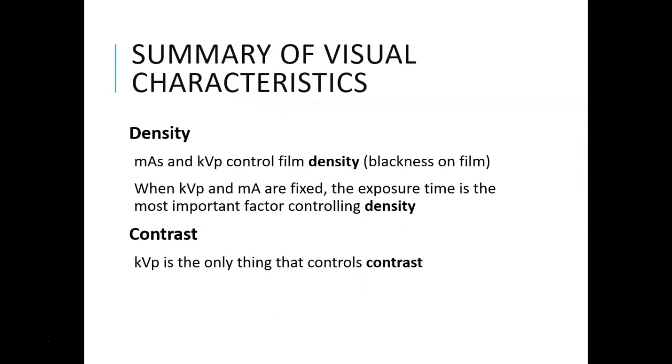Summary of visual characteristics. So density: mA and kVp both control film density. That's the blackness of the film. You increase both mA and kVp, and the film density is increased. When kVp and mA are fixed, the exposure time is the most important factor controlling density. So in our clinic, kVp and mA are fixed, but we can control exposure time.